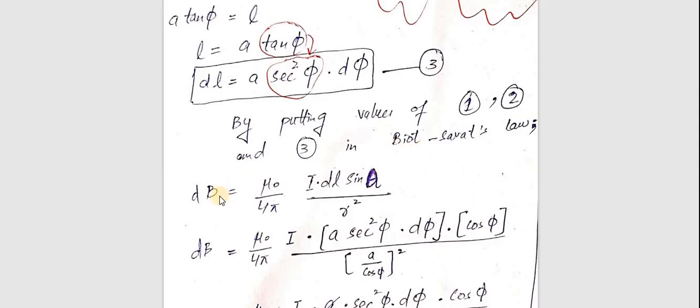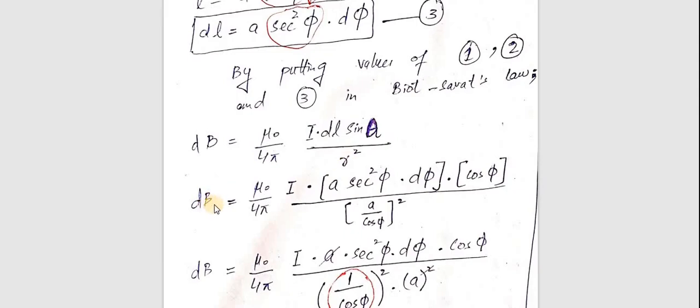Now we have dB equals μ0 divided by 4π, r I dl sin θ, divided by r squared. So by plugging in the values, we get dB equals μ0 divided by 4π, I, and instead of dl we put its value, a sec²θ dθ, and instead of sin θ we insert cos θ, and r squared will be a divided by cos θ, whole squared.